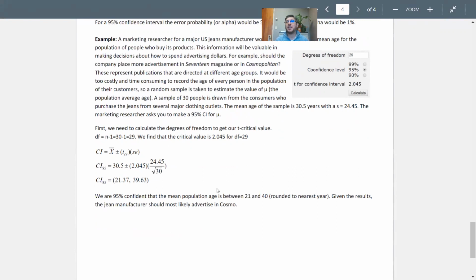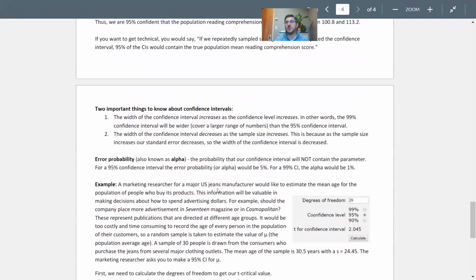So that's just a quick illustration and overview of calculating the confidence interval and how to interpret it.